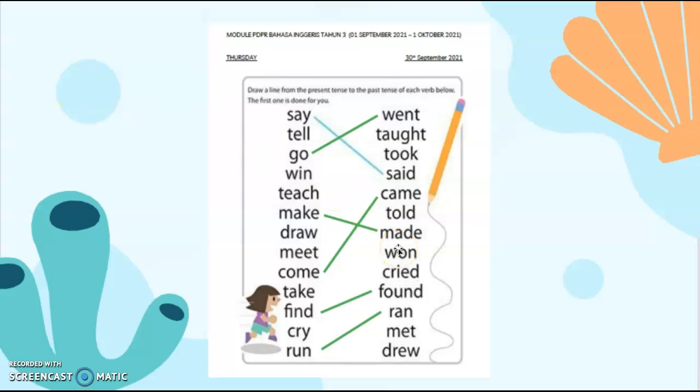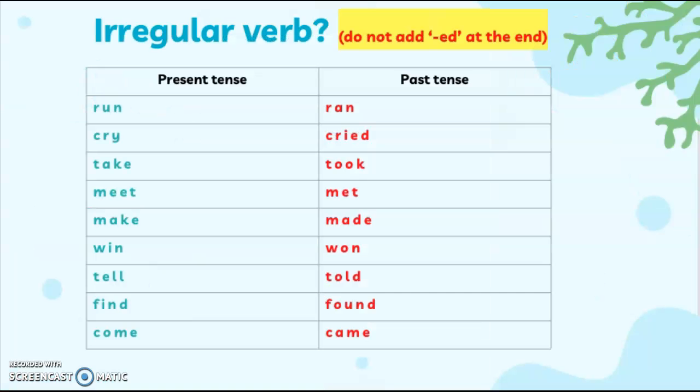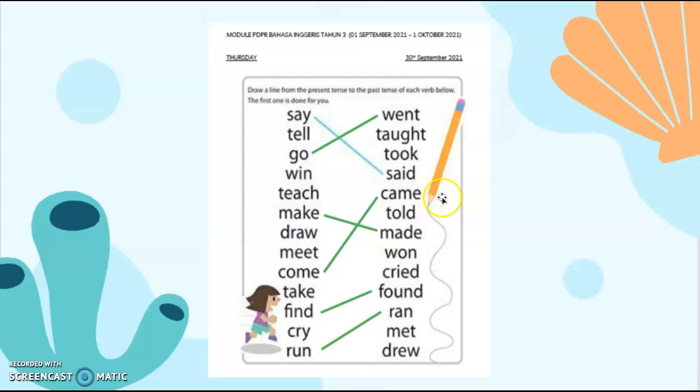Now the next one, this will be your activity. There are several verbs that I have matched for you for the past tense form. For the rest, you can refer to the previous slide because some of the verbs are included in this activity. For those who have the module, you can complete it on your module. For those who do not have the module, I will give a link to a live worksheet, so you can complete it online. So say, said, go, went, make, made, come, came.